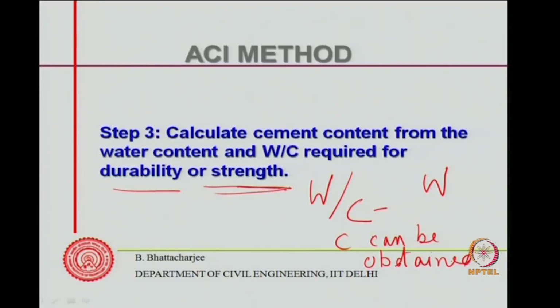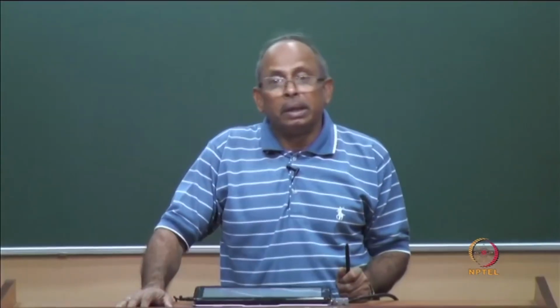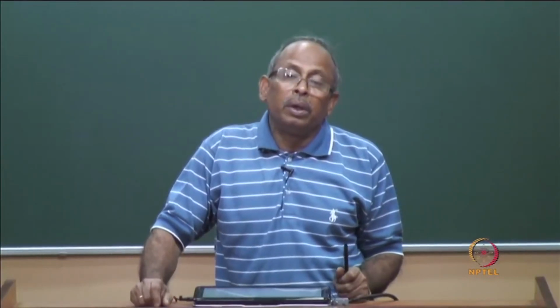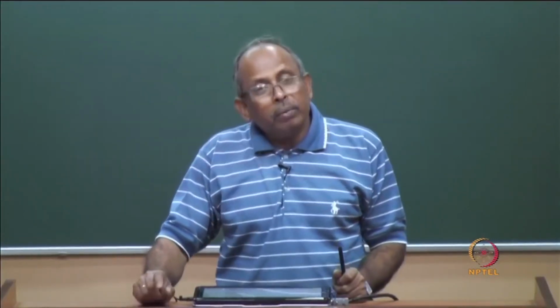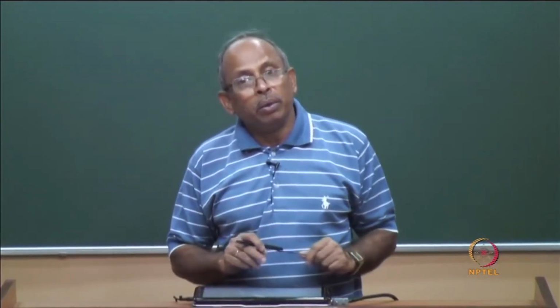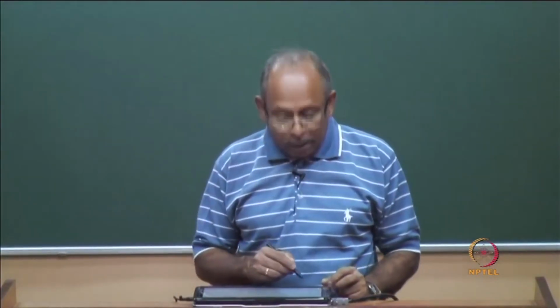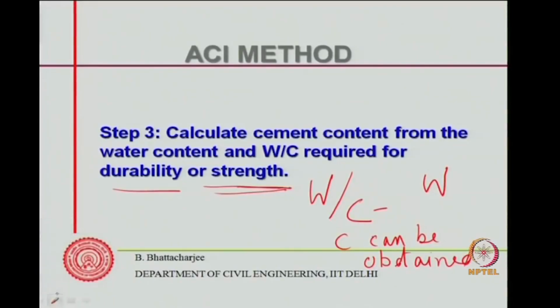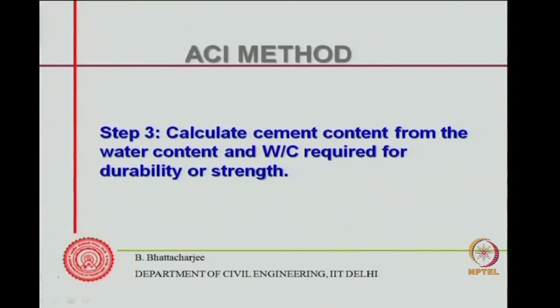The DOE method also does the same thing. It first finds the water-cement ratio from strength, and the water content from workability, MSA, and whether it is crushed or natural aggregate, in other words the shape of the aggregate. So you find the water content, and once the water-cement ratio and water content are known, cement can be obtained. Now, here the ACI method differs from the earlier methods.